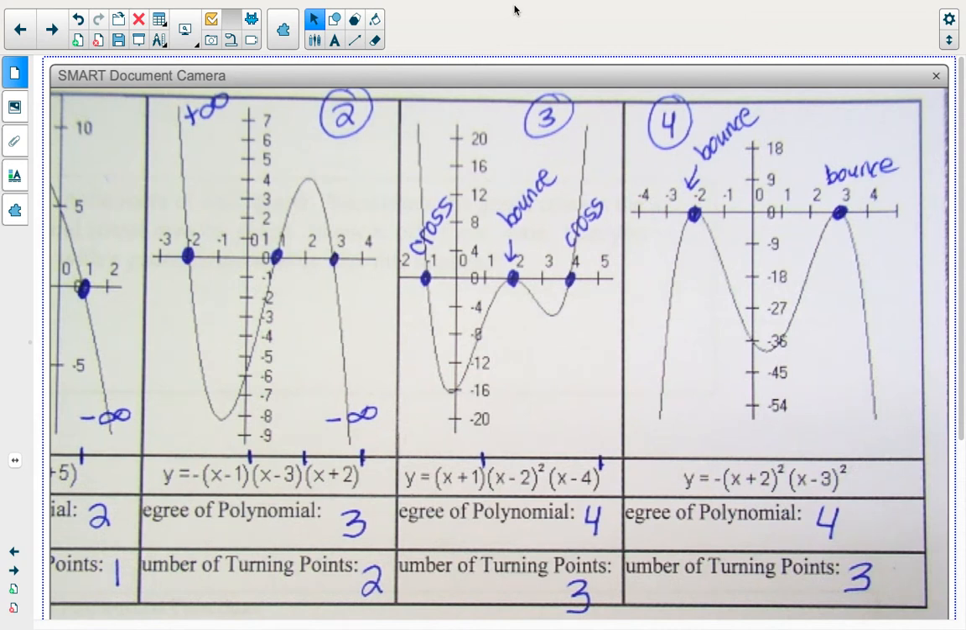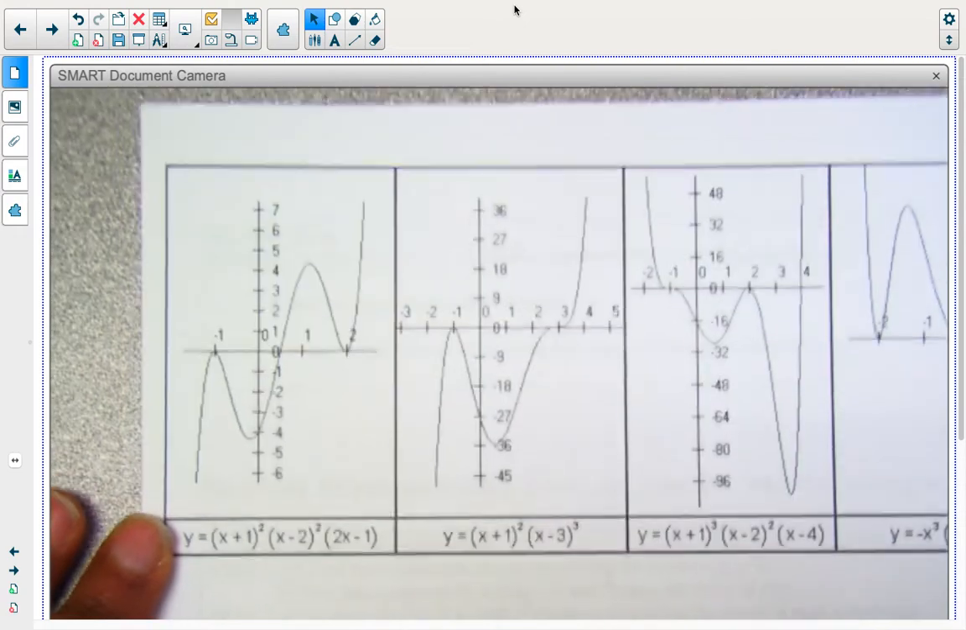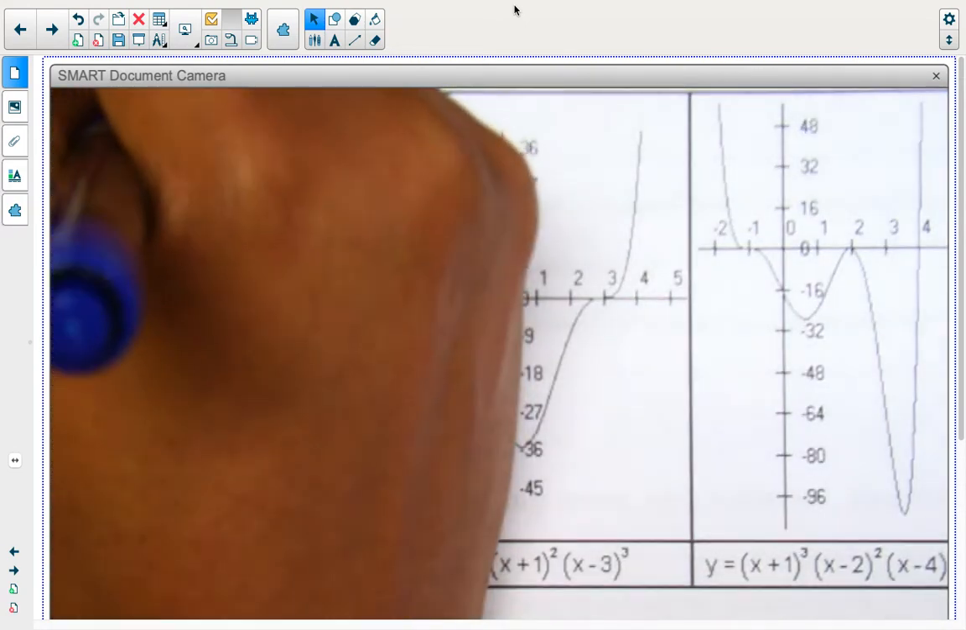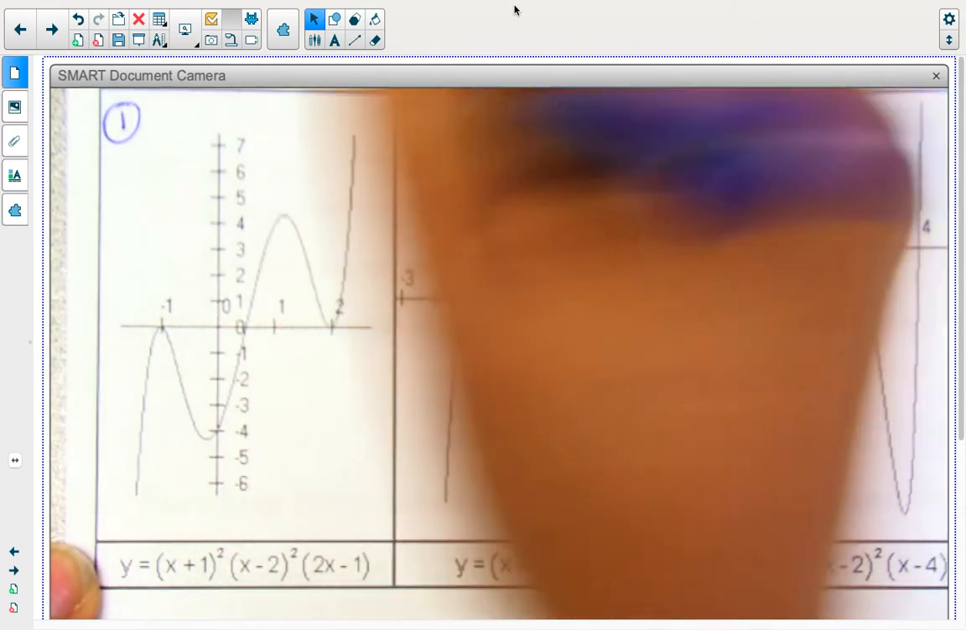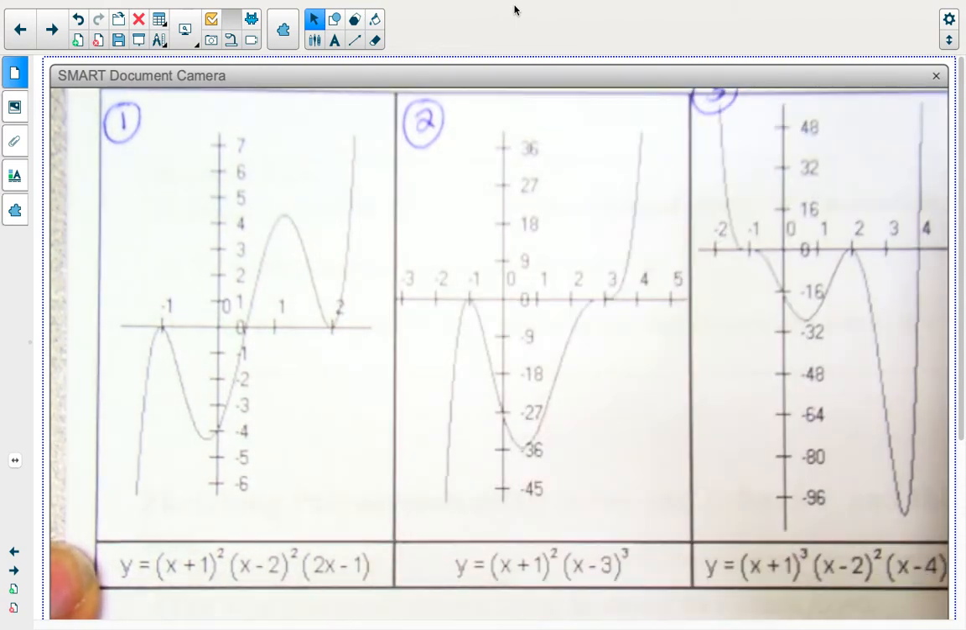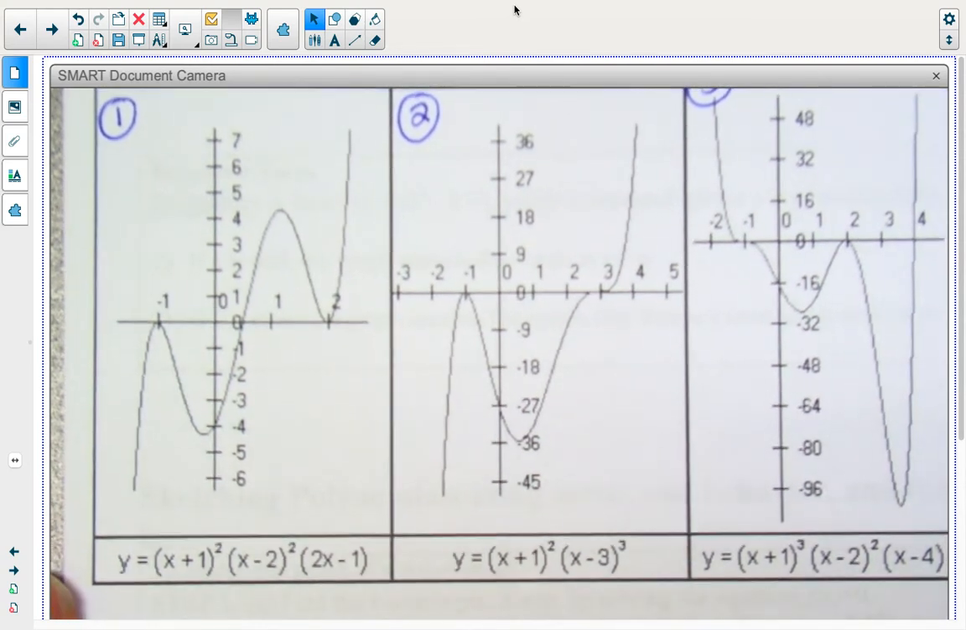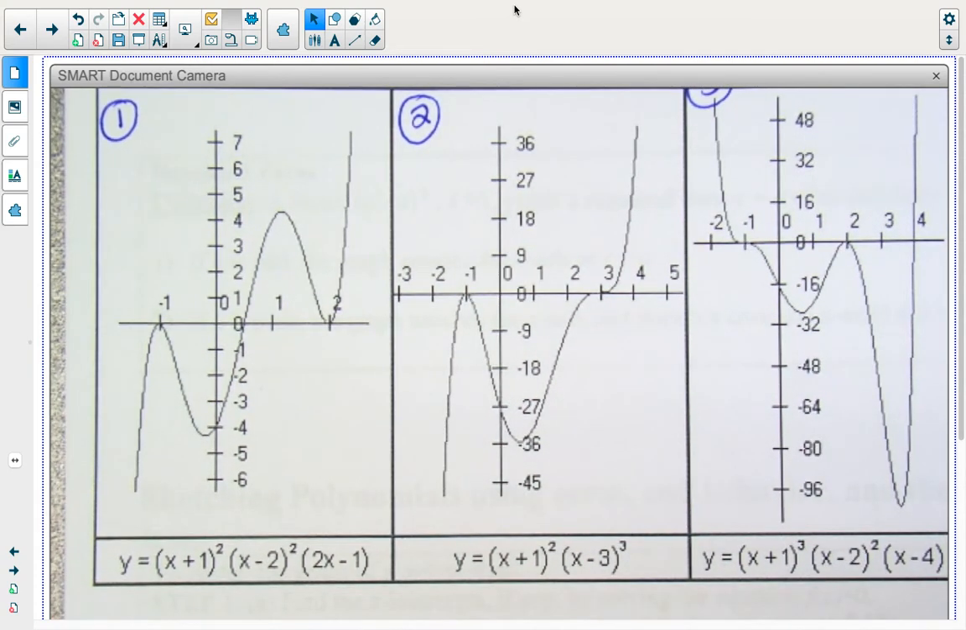So multiplicity is how many times our factor counts. And most of the time the exponent will give you a little hint. So let's definitely try some more. I've got 4 examples here. Let's try to look at 2 at a time. So this would be number 1, 2, 3, 4. Right now, we're just going to identify what the multiplicity is and if it crosses or bounces.